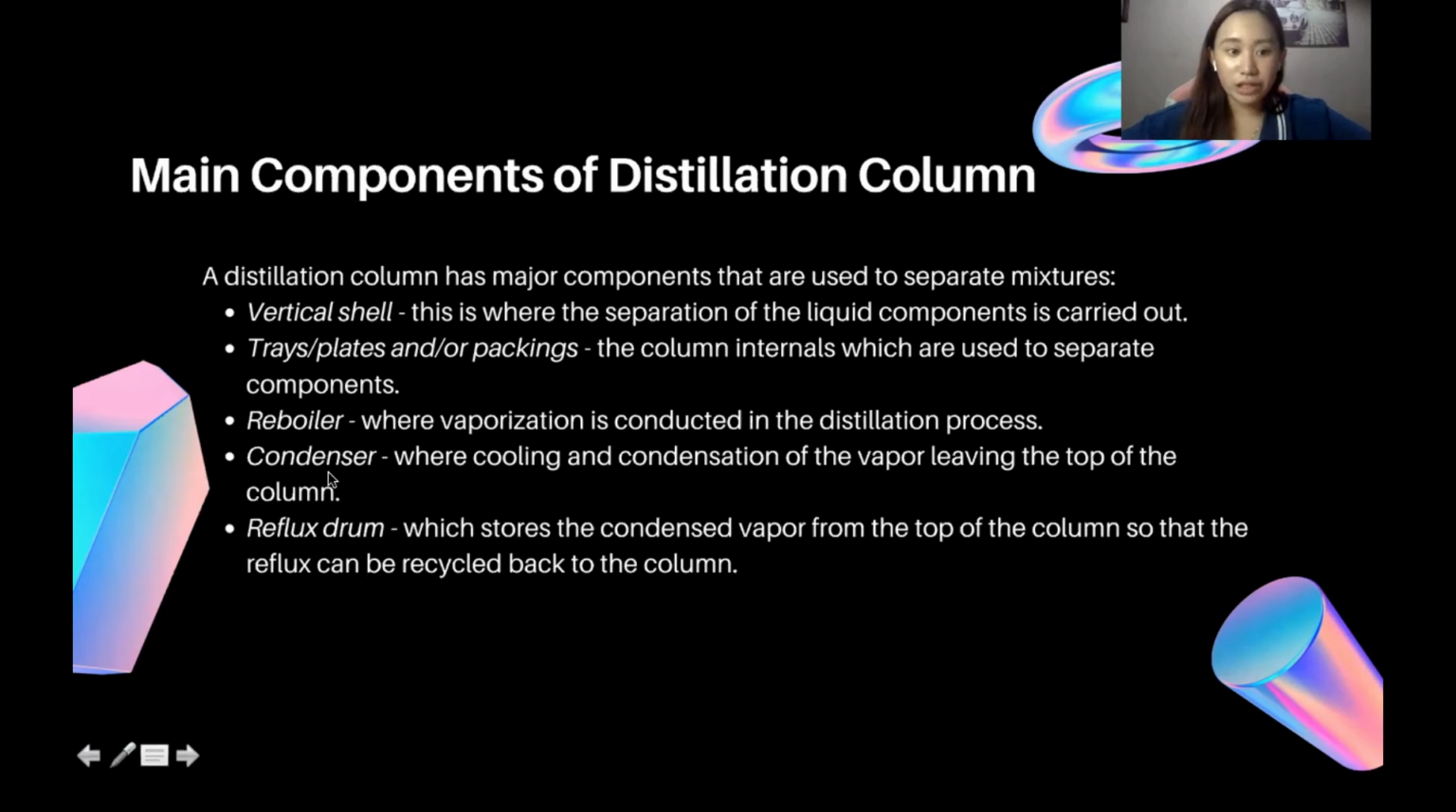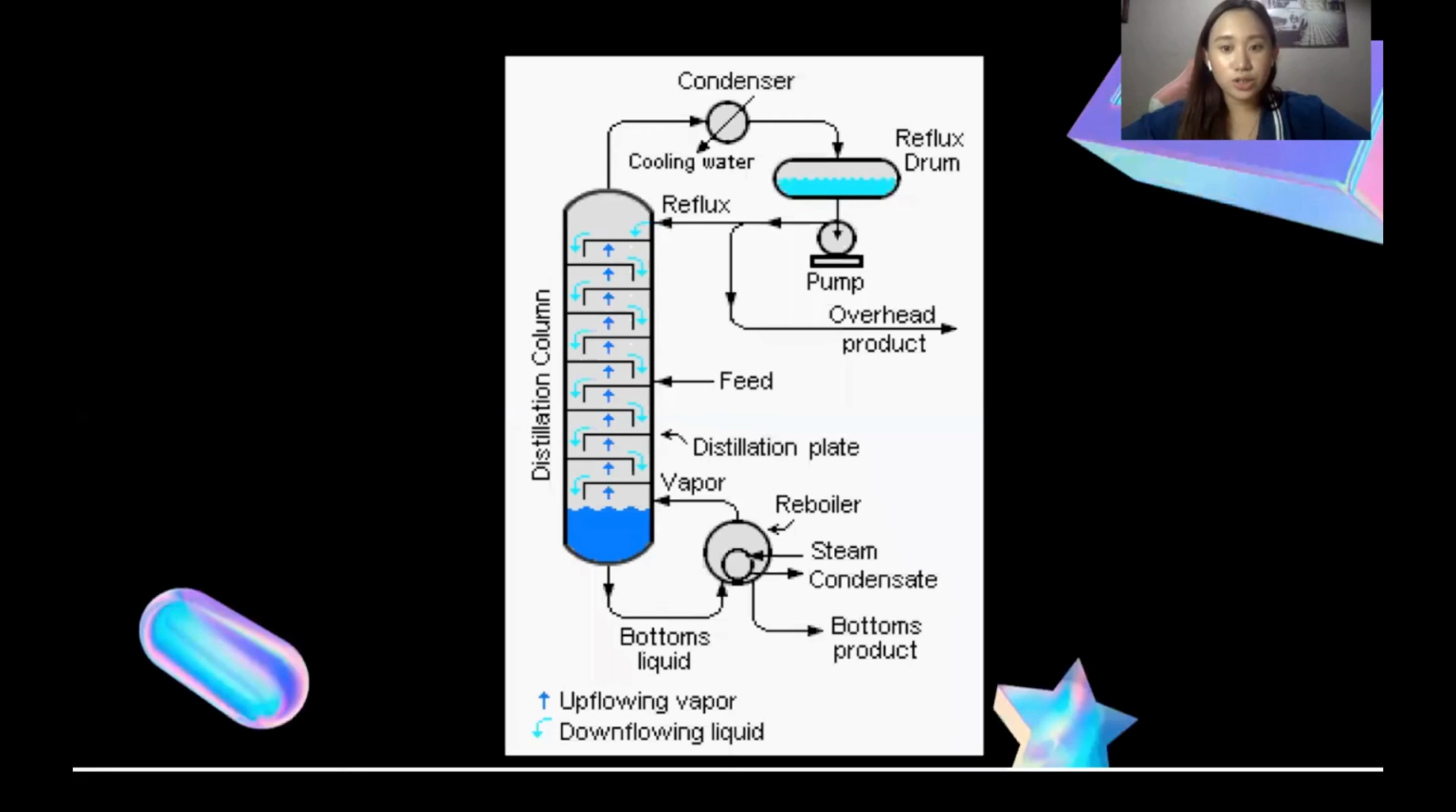Then we have the reboiler. This is where the vaporization is conducted in the distillation process. And then the condenser, where cooling and condensation of the vapor leaving the top of the column occurs. And the last one is the reflux drum, which stores the condensed vapor from the top of the column so that the reflux can be recycled back to the column. So let me just show you a whole distillation process.